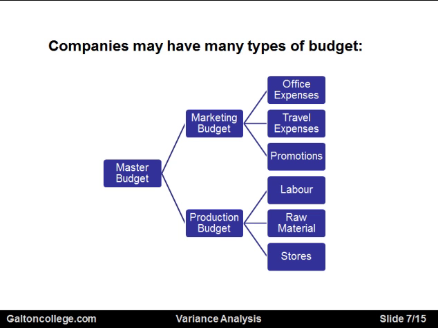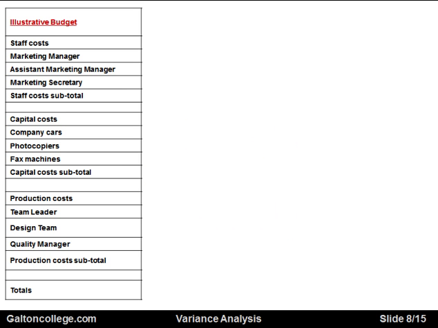Now let's look at an example of variance and how this could work out in practice. Well, for a start, let's just look at an illustrative budget. We have items in the budget, such as staff costs, marketing manager, assistant marketing manager, and so on. Running all the way down through the next layer, which would be capital cost, company cars, photocopiers. And then we have production costs, the team leader, design team, quality manager. But whatever the appropriate headings for the business are, they could be listed out in this fashion. Not necessarily the ones I've got on the screen here, just whatever is required according to the business.